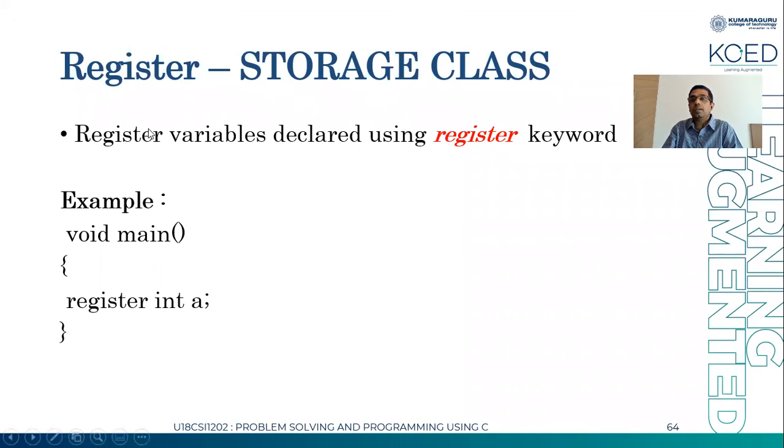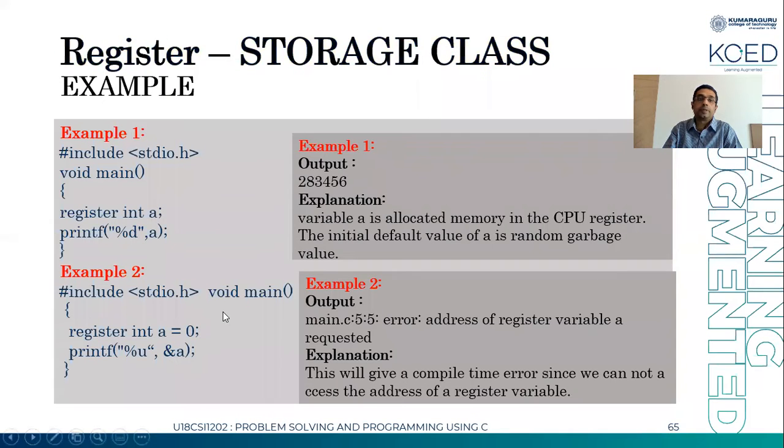Before that, how to declare it? A variable is declared in register storage class using the keyword register. For example, inside the main function, I am declaring register int a. Register is the storage class name, int is the data type, and a is the variable. Here the examples are given.